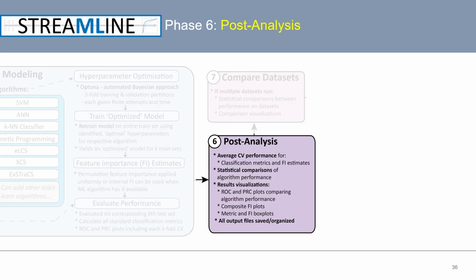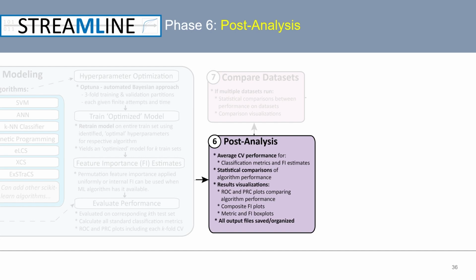Moving on to Phase 6 of Streamline, which conducts post-analysis steps. Here, mean and median cross-validation performance is reported for all classification metrics and model feature importance estimates. Also, statistical comparisons of algorithm performance are conducted, and the majority of results visualizations, including ROC and PRC plots, composite feature importance plots, and box plots of both metric evaluations and feature importance estimates.